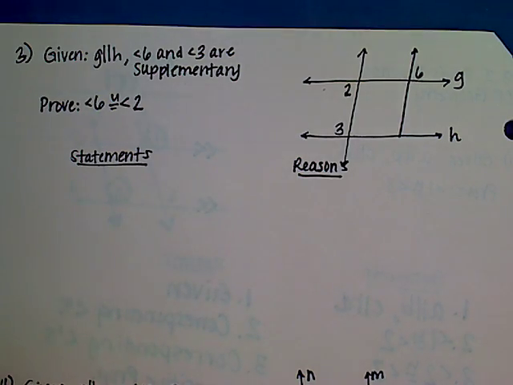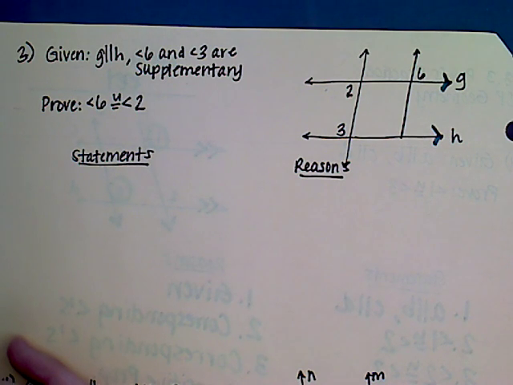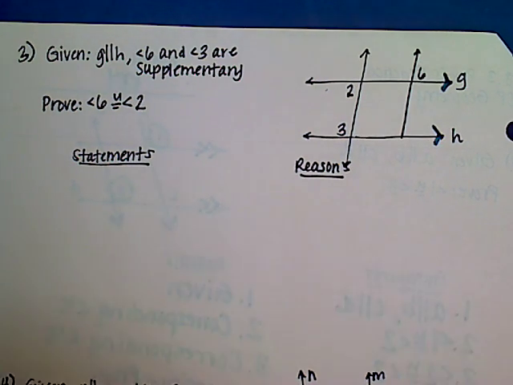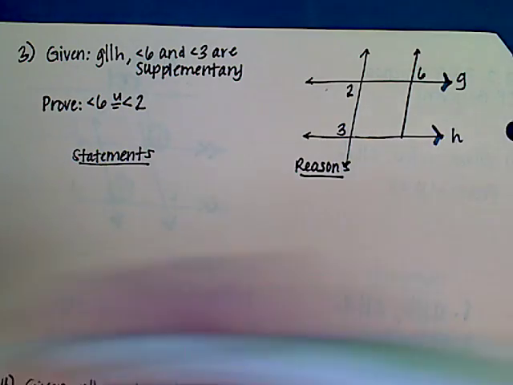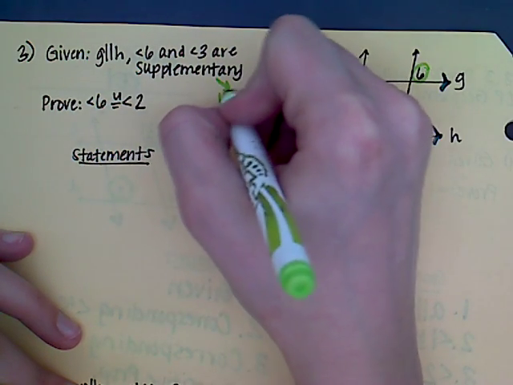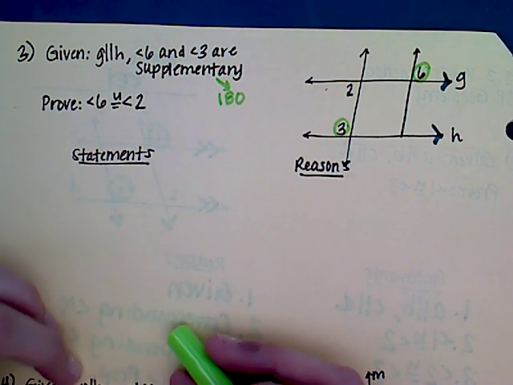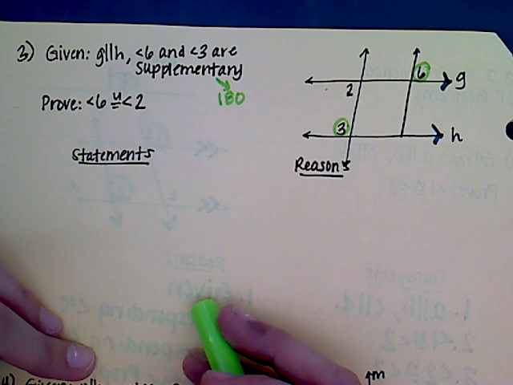In proof number 3, you're given that G is parallel to H, and you're given that 6 and 3 are supplementary. So if you see the word supplementary, you need to think that at one point we're going to be talking about something adding to 180 degrees. Again, they don't tell you things are supplementary unless you really need them.